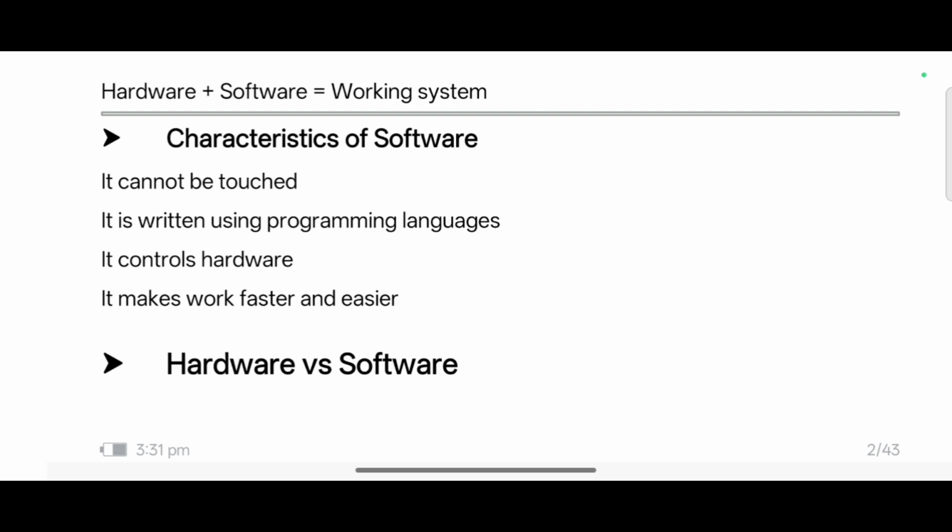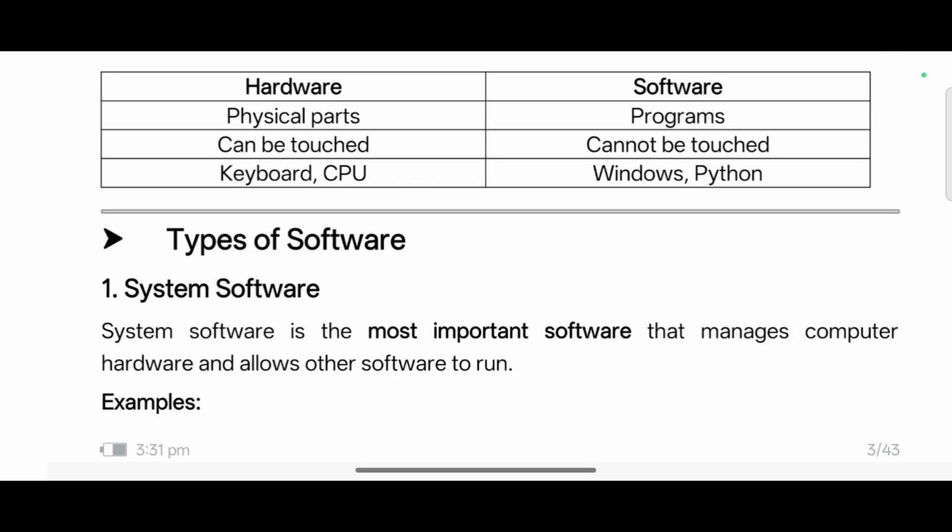Characteristics of software: it cannot be touched, and it is written using programming languages like C, C++, Java, Python, etc. It controls the hardware, and it makes work faster and easier. Hardware versus software: the difference is that hardware is the physical parts, and it can be touched. Examples are the keyboard and CPU. Software is the programs, like writing code. It cannot be touched. Windows and Python are examples.